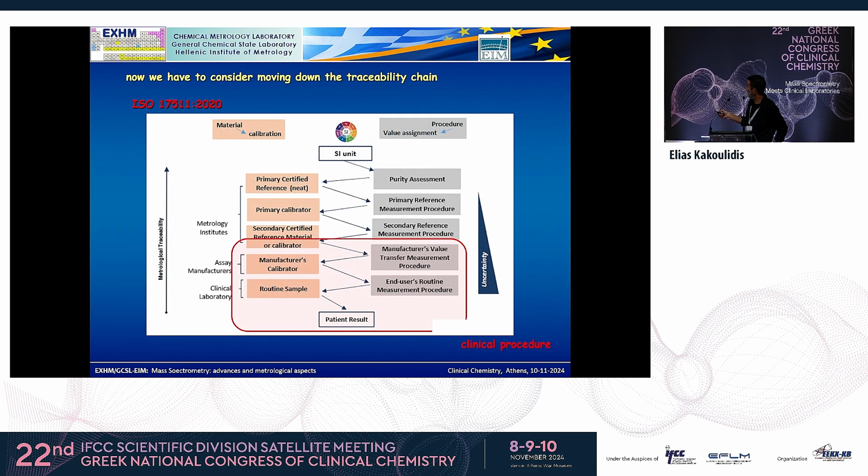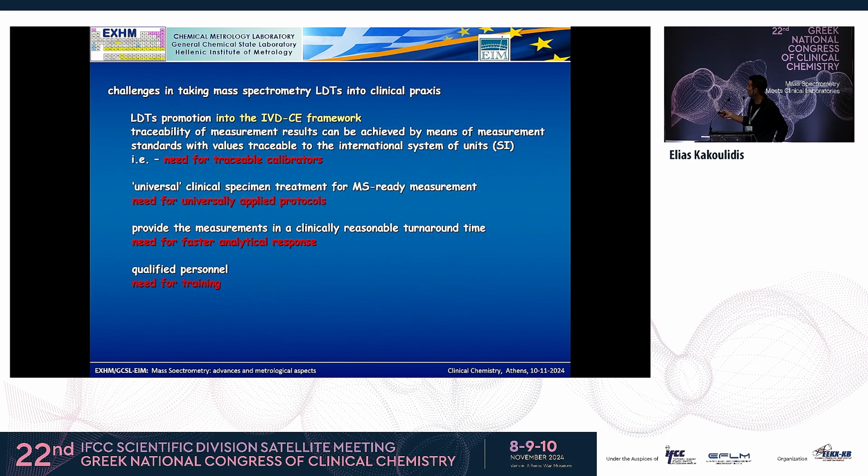To move down the chain, we have to solve several problems. First, we need traceable calibrators for all the materials that we want to measure, something we are far from achieving. We need universally applied protocols for the measurements. Fast analytical response is something that is getting closer to reality with the new techniques in mass spectrometry. And there is a need for specialized training, because mass spectrometry is quite demanding instrumentation.